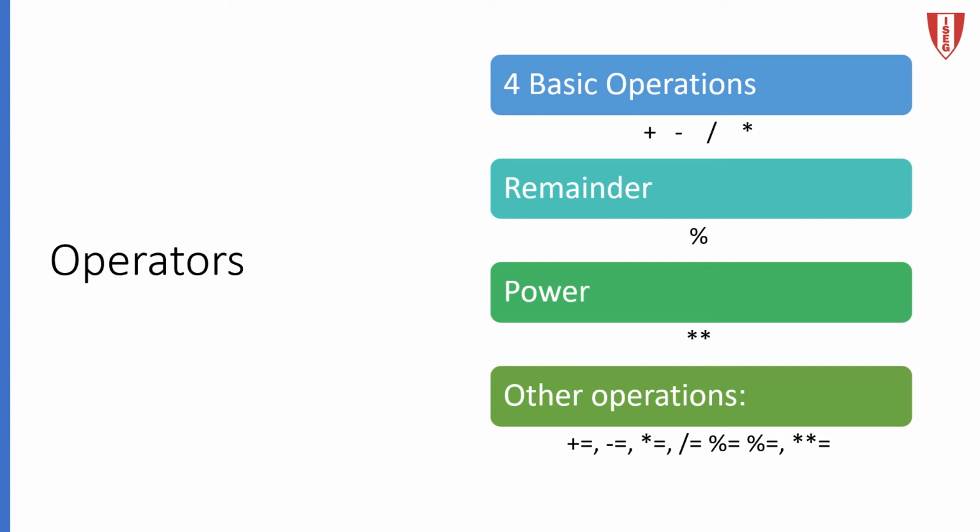Arithmetic operators are most commonly used to operate on numerical variables. Most of them you may have seen before in other contexts, especially the four basic operations. Remainder and power have different signs according to the language. What I call other operators will be explained later.